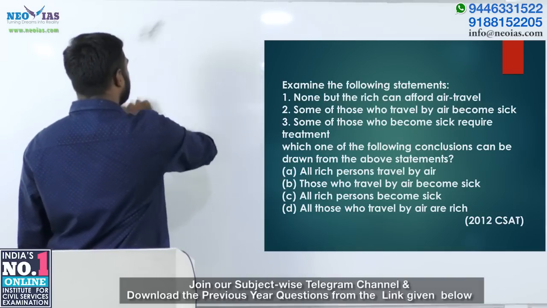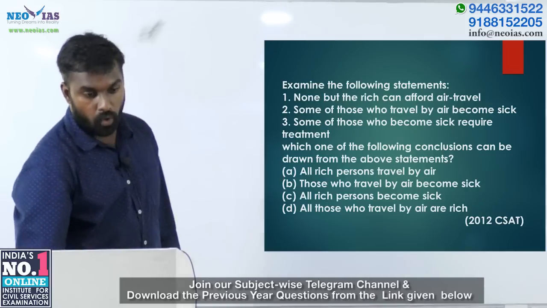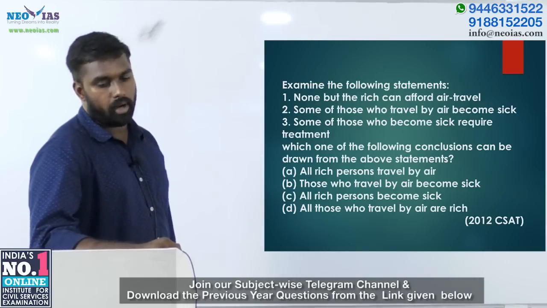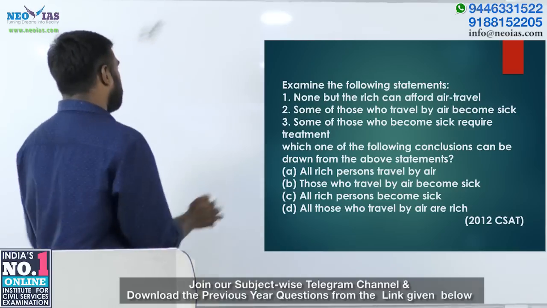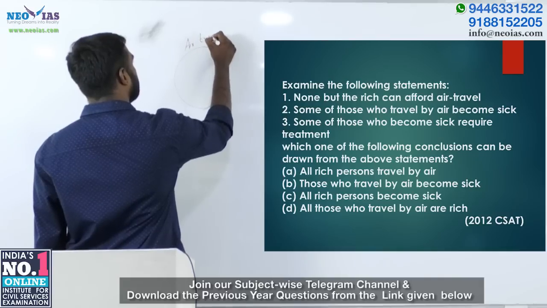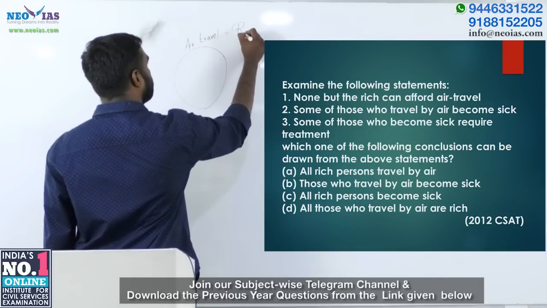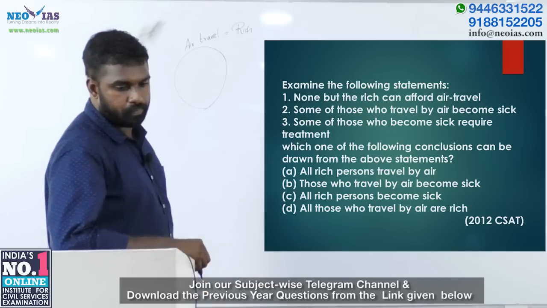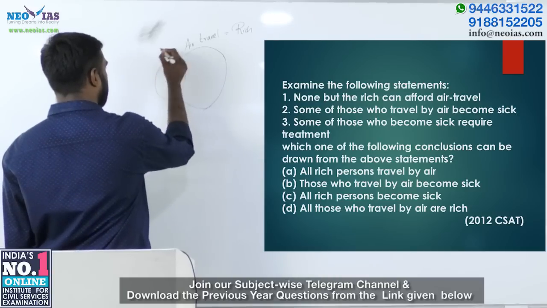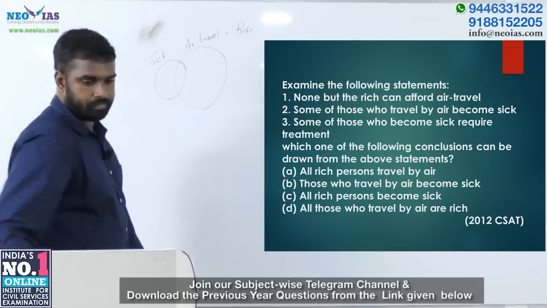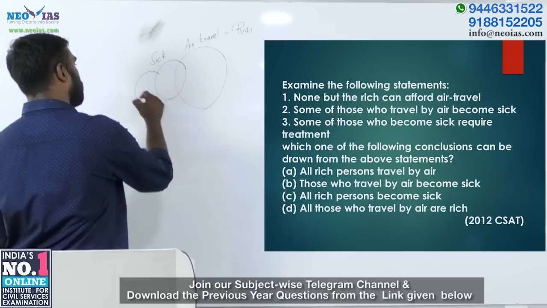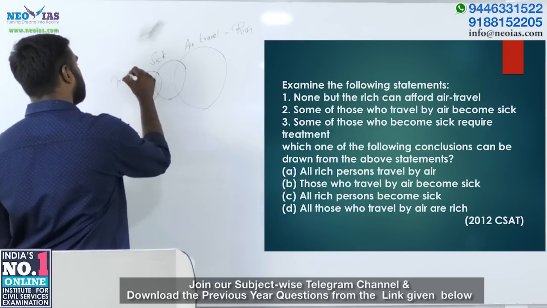Next one is also starting with the condition none but. Now we know that the trick is just to confuse. We know that it's only the rich who can afford air travel. Okay, those who are able to travel by air. Air travel can be made only by the rich. Some of those who travel by air become sick. And some of those who become sick require treatment.